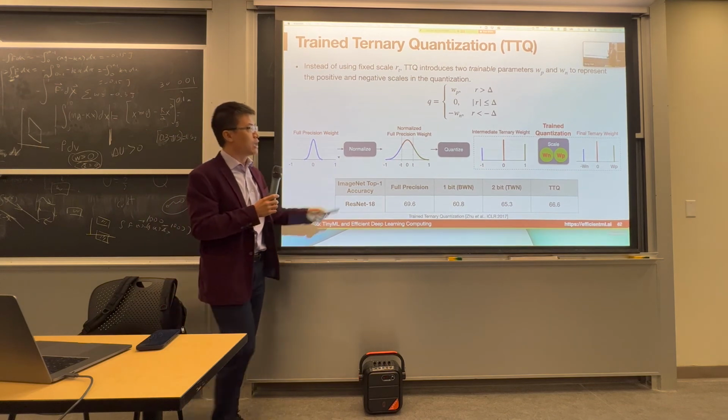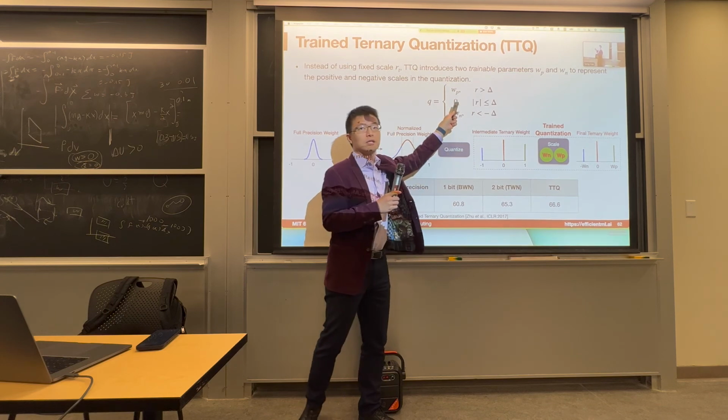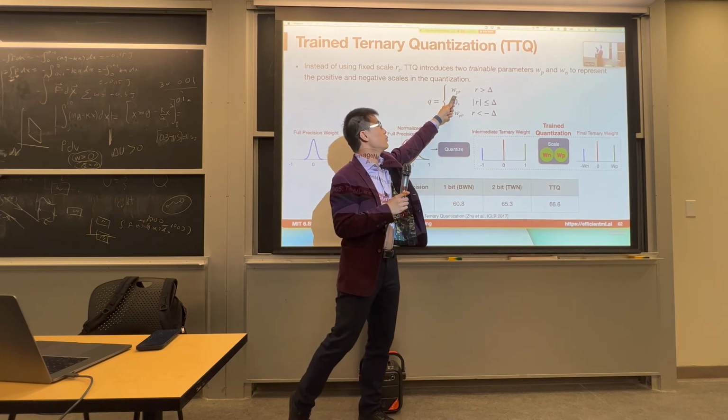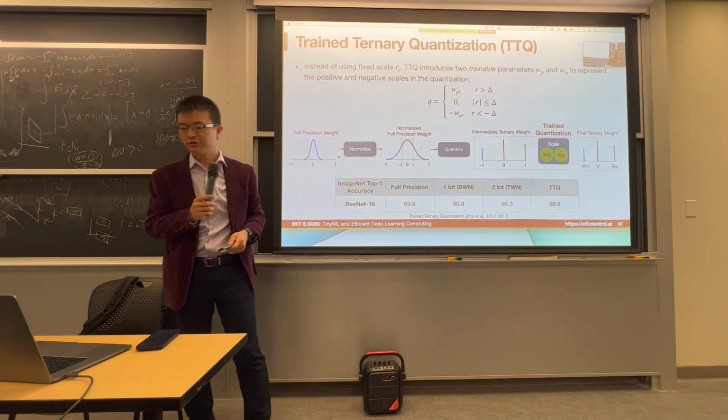So again, we have this delta. Everything above this delta is positive, but the value can be trained. Rather than 1, it becomes WP and minus WN. And they can be different, right?